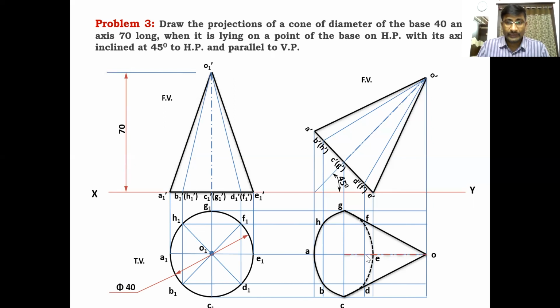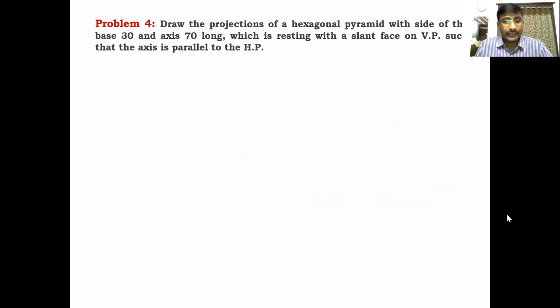Clear? This is the axis line. The axis line joins the base center point and the apex point. Join these two points with the axis line like this. One long and short line is the axis line. Clear? This is the top view of the cone when the axis is inclined to HP. Did you get my point?